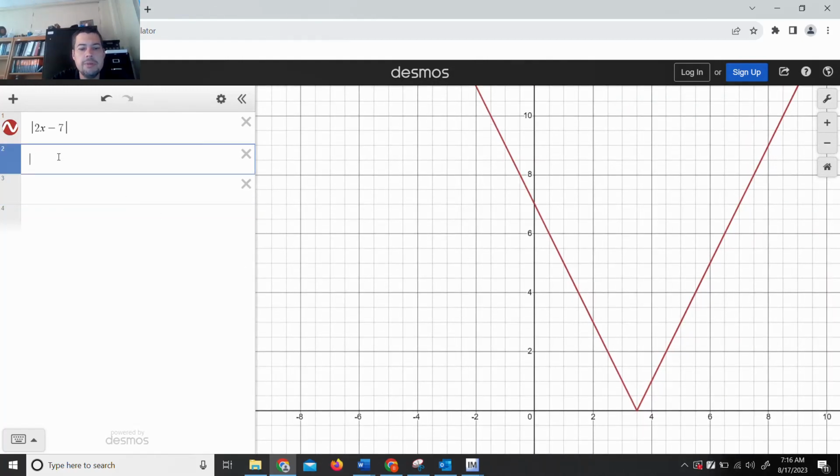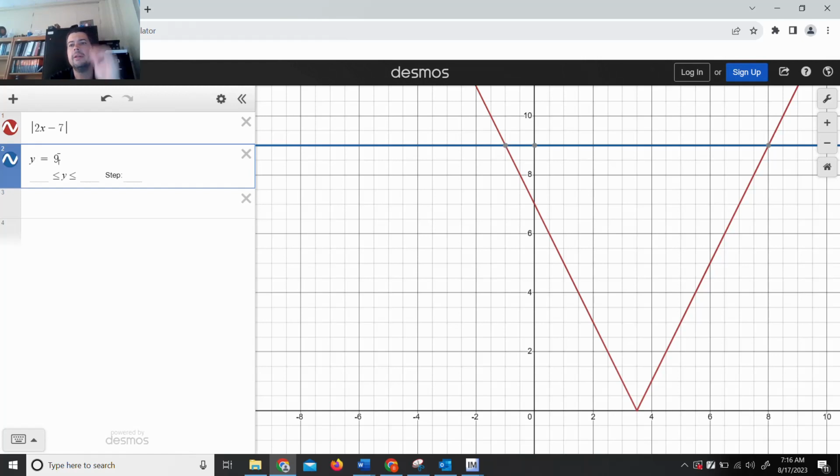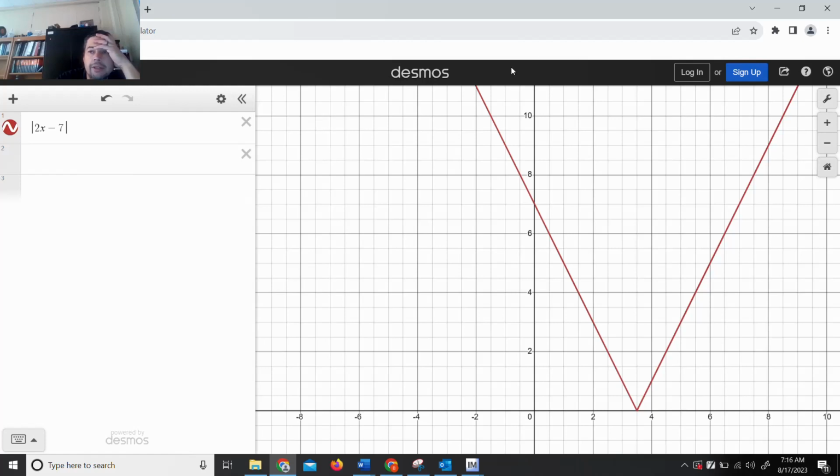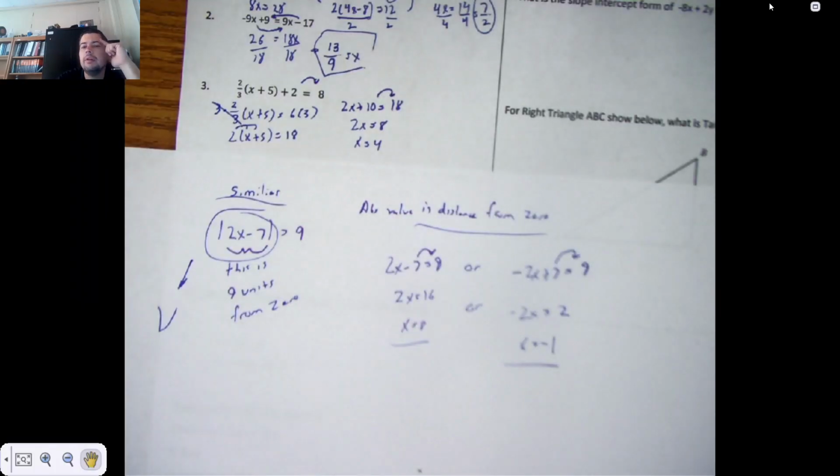And apparently on Desmos, I need to say y equals 9. There we go. There and there. Same answers, aren't they? X was -1, X was 8. You're talking about the intersection of that line where y is 9 and the v in absolute value. There you go, kids. 2 answers, because it's a v. It's going to intersect up to 2 times, or none at all.